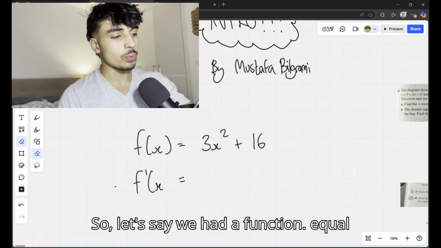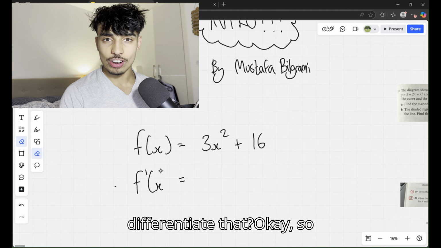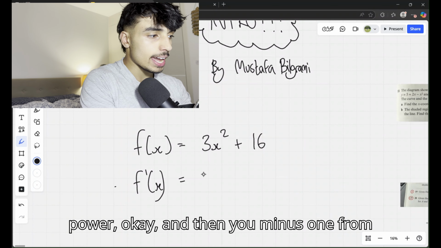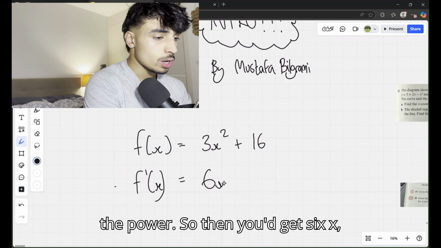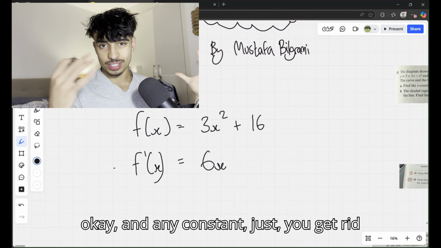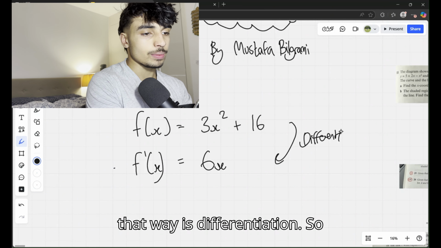So let's say we had a function equal to 3x squared plus 16. How would we differentiate that? Okay, so differentiation, you times by the power, and then you minus 1 from the power. So then you'd get 6x, and any constant, you just get rid of it. So essentially, that is differentiation.